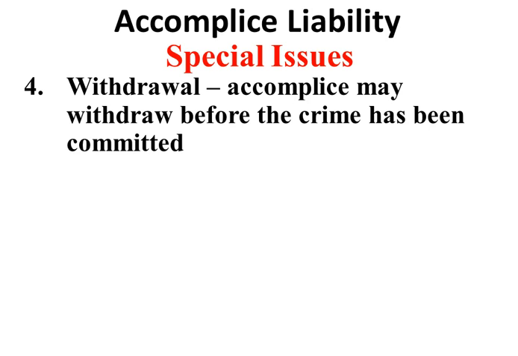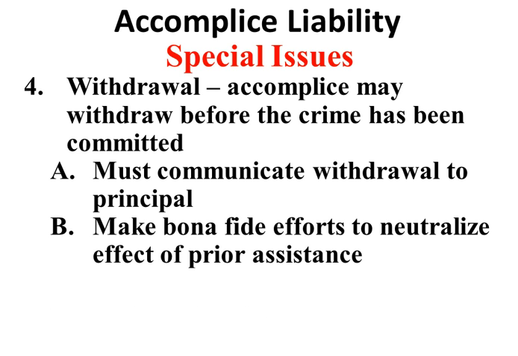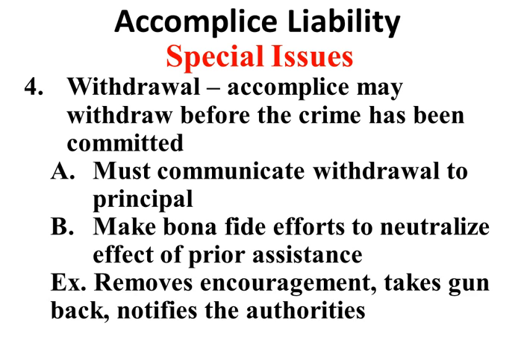One can withdraw from accomplice liability, and this must occur before the actual principal commits the crime. They must communicate their withdrawal to the principal, and they must make bona fide efforts to neutralize the effect of their prior assistance. Example, they remove their encouragement, they take the gun back, they notify the authorities. These are all examples of what one may do when they are withdrawing as an accomplice.